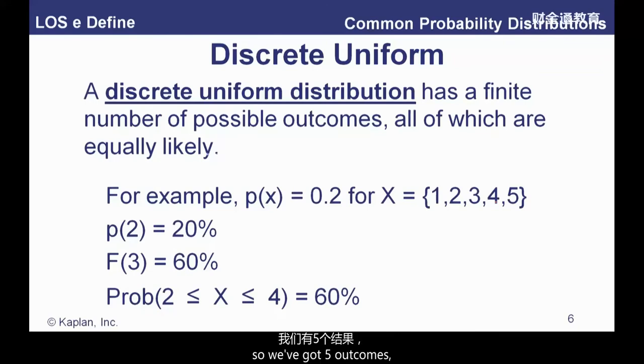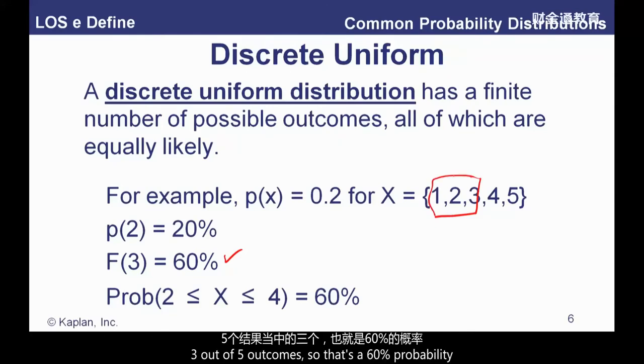So we've got 5 outcomes. 1/5 is the probability, or 20% each. So the probability of the value 2 is 20%. Probability of value 3 is 20%. And when we say F of 3, the cumulative distribution function here, that's going to be 3 or less. So that's just 3 out of the 5 outcomes. So that's a 60% probability of getting a 1, 2, or 3.